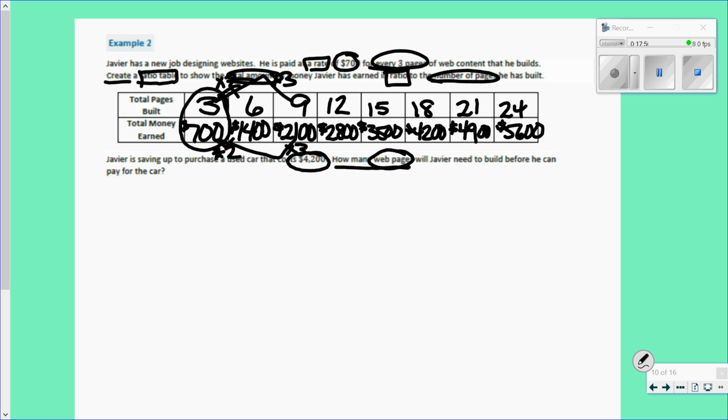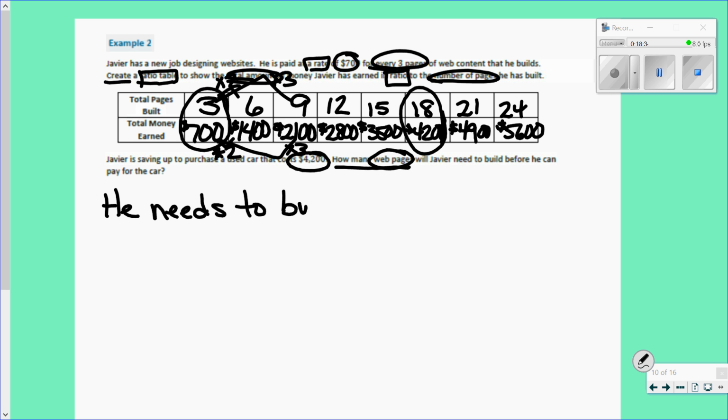Okay, so this is my point to take a step back. Again, here's the advantage of tables, guys. Is it hard to build that table? No. Once I built that easy to build table, I can now ask a whole series of questions that are going to be very easy for you guys to answer. So, for example, how many does he need to build for $4,200? Audrey, how did you get that? You just looked up. Once I built it, those are my two relationships put together. So he needs to build 18 pages.